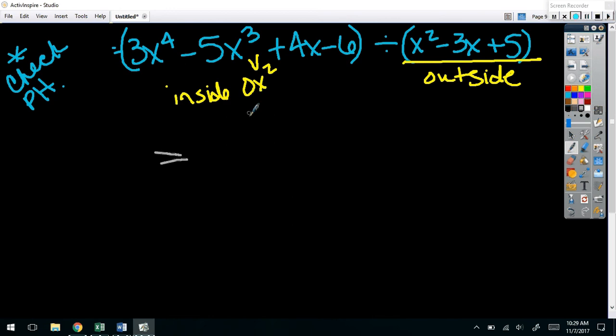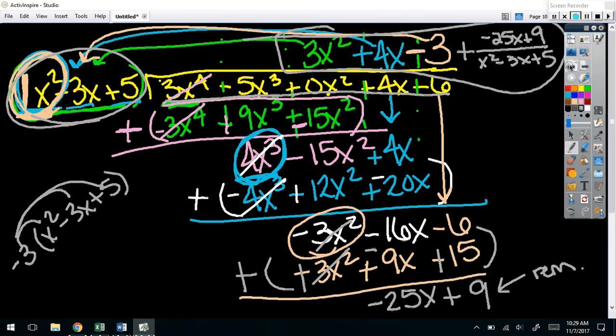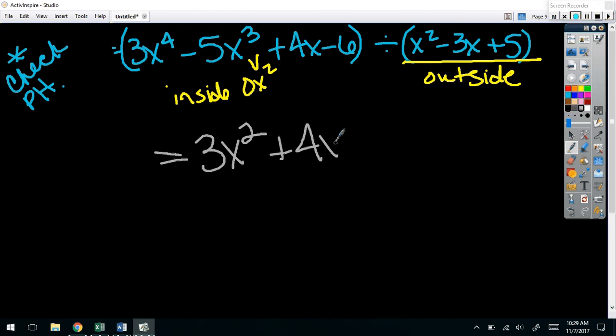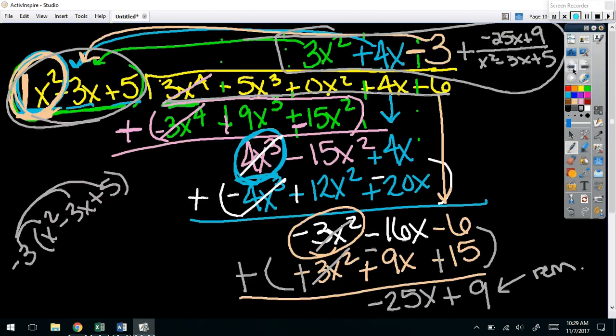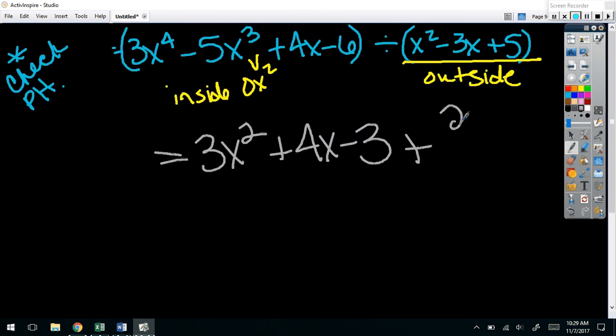This tells me that whenever I divide this, it gives me 3x squared minus 3 plus 4x, and the remainder, negative 25x plus 9, over the divisor. Almost fine.